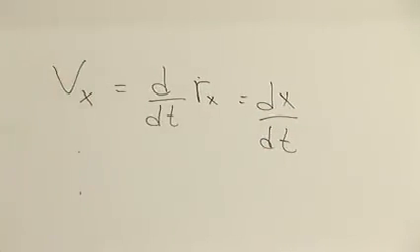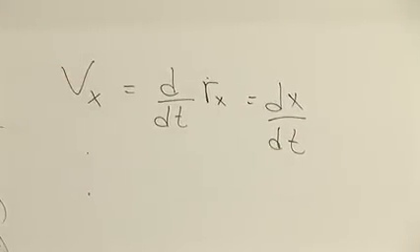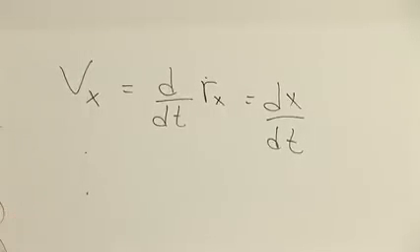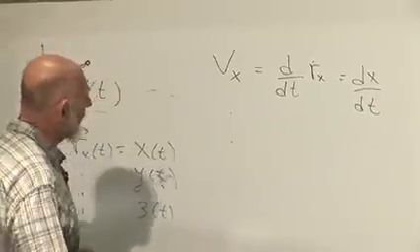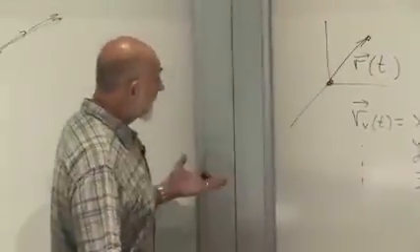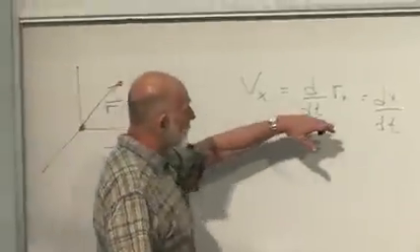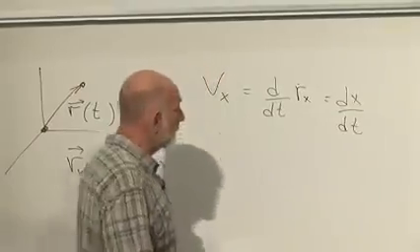And likewise for the other two components of velocity. So the velocity is also a thing with three components. It's also a thing with a length, the magnitude of the velocity, which is called the speed, and it has a direction. And the components of velocity are just the derivatives of the components of the position.